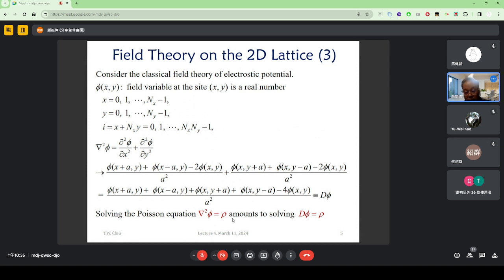You see, this is a matrix. D is the matrix, the Laplace operator matrix, corresponding to the Laplace operator. And phi is a column vector, and rho is again a vector, and it depends on the charge density distribution on each site.